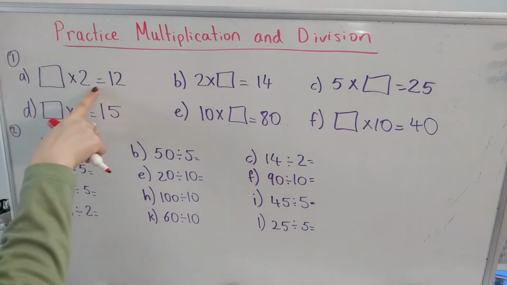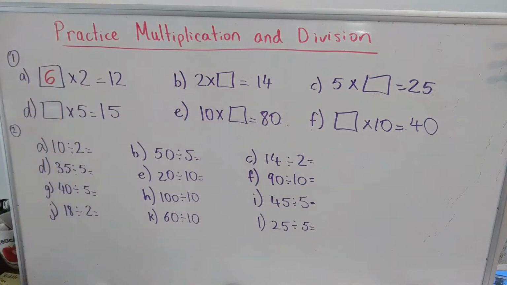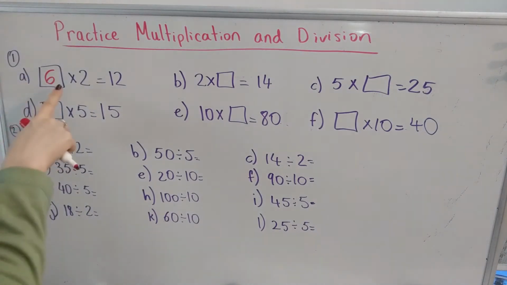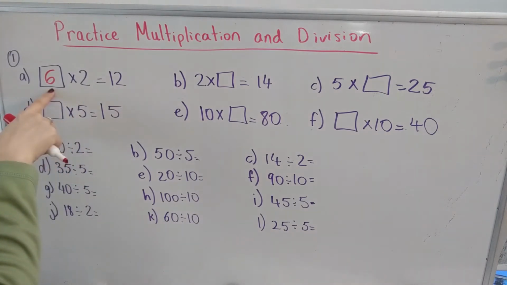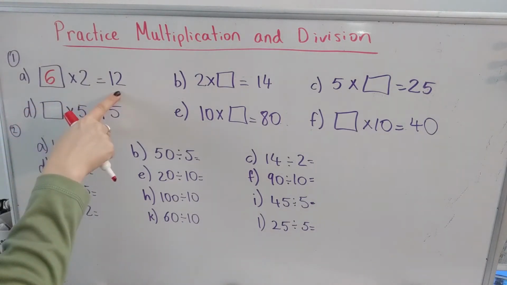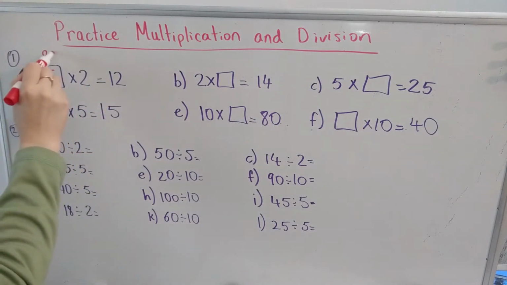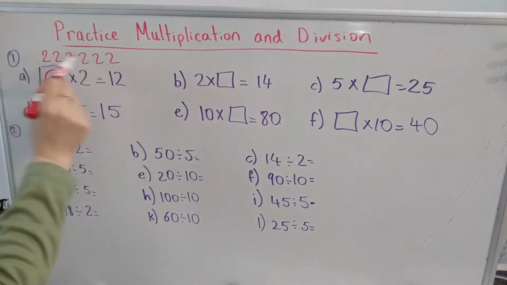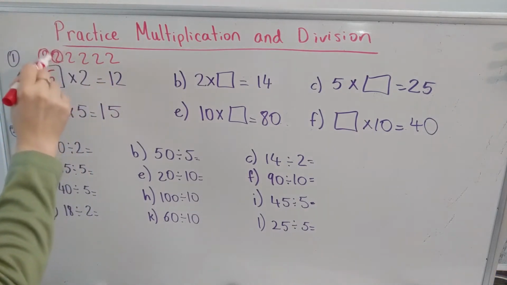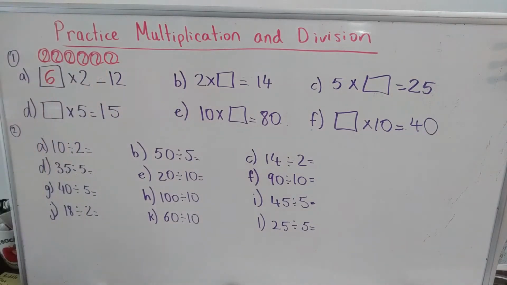What times 2 is 12? 6 times 2 is 12. If you didn't know that by memory, you can count by 2s to find how many 6's there are in 12. So you count by 2s until you reach 12. 2, 4, 6, 8, 10, 12. How many 2s did I count? 1, 2, 3, 4, 5, 6. And there is my answer, 6.